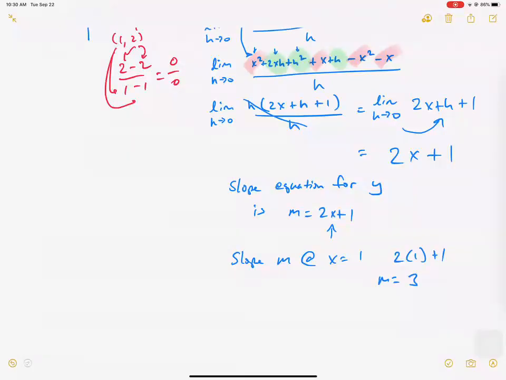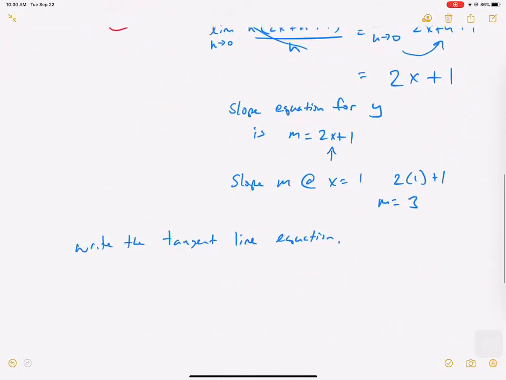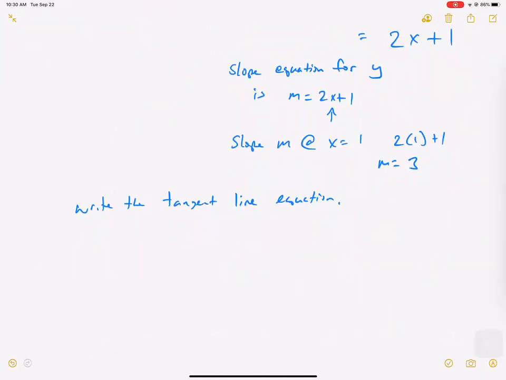Okay. Now, the follow-up question to this would be, write the tangent line equation. So once we have the slope, we can write the tangent line equation. Now, my suggestion for you is to use this form, not y equals mx plus b, but I recommend point-slope form.